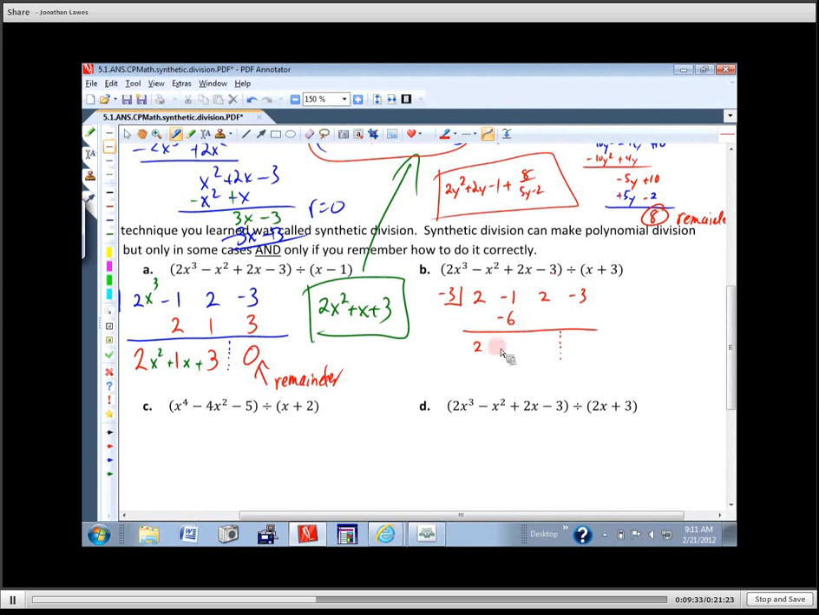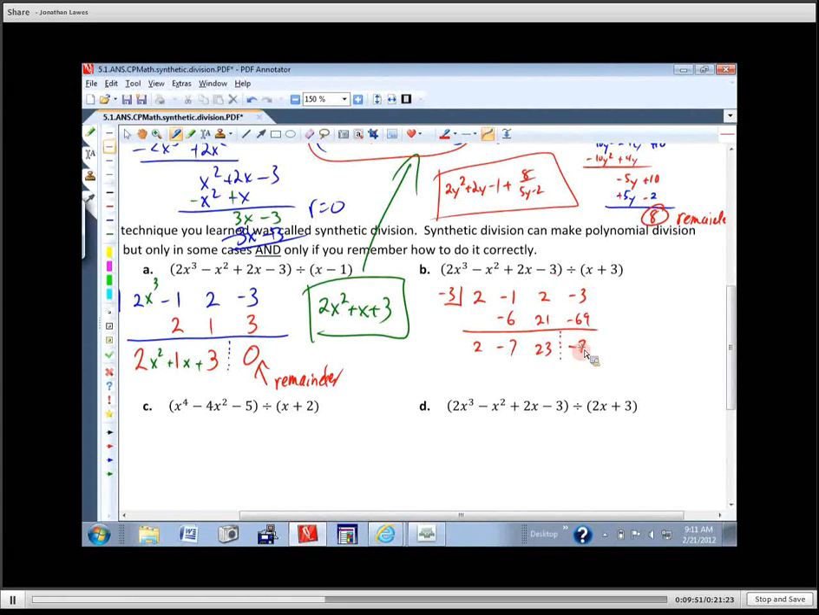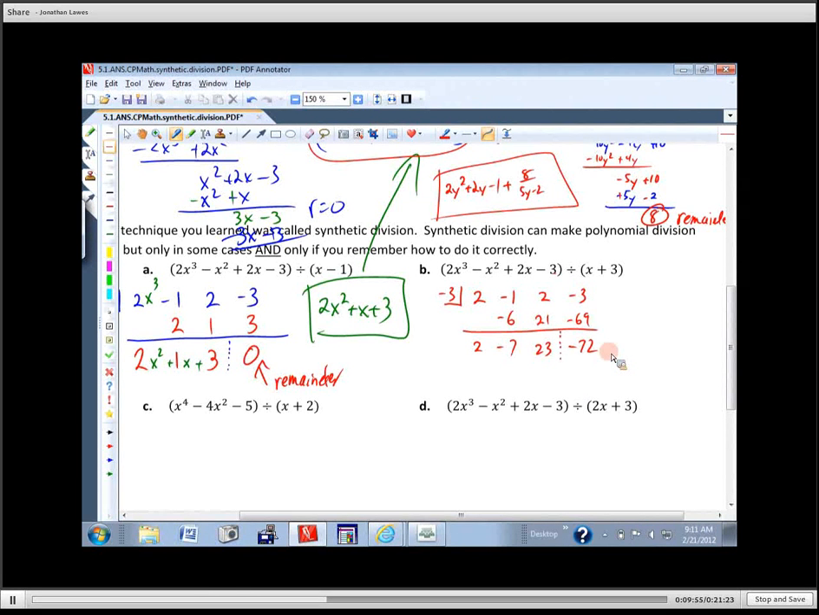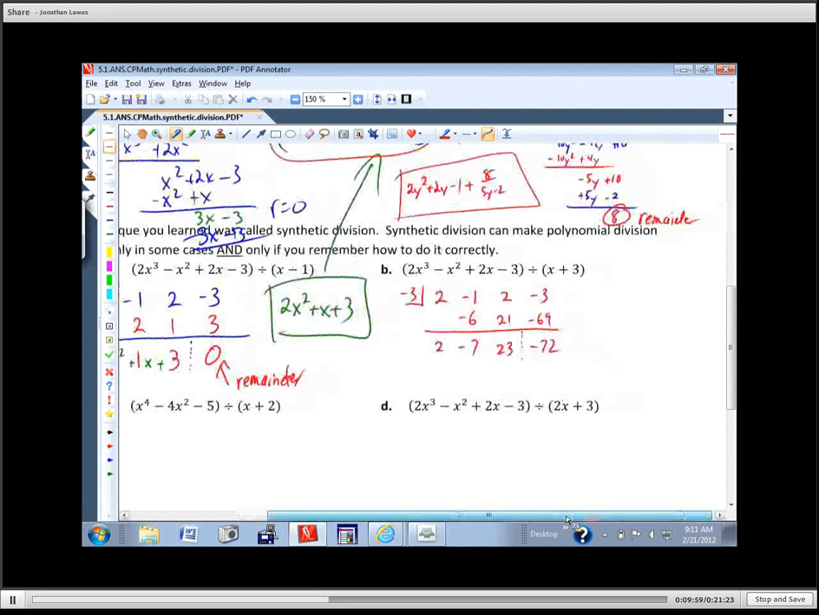So that's going to be a negative 7. Then you multiply. That's going to be a 21. And then you add. That's going to be a 23. Then you multiply. Let's see, that's going to be a negative 69. And then you add them. That's going to be a negative 72. Now, the arithmetic of finding the numbers in this problem, that's pretty easy. But then you've still got to remember what this means.